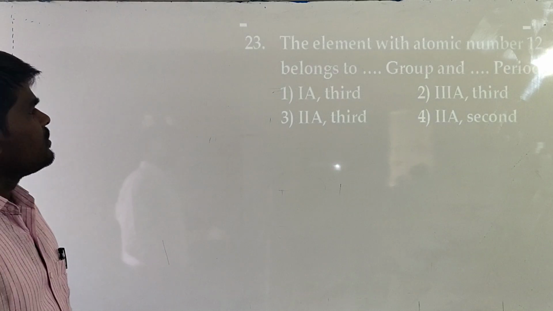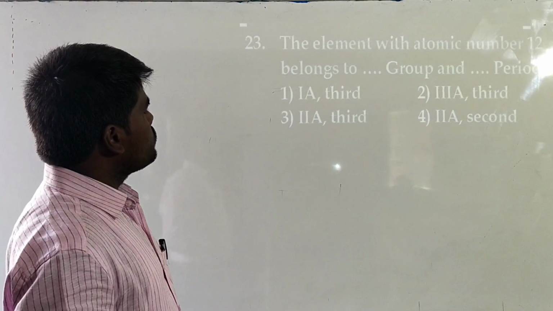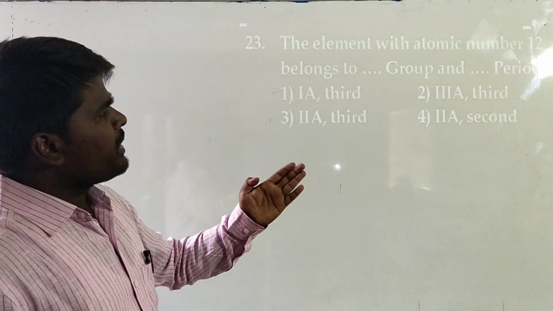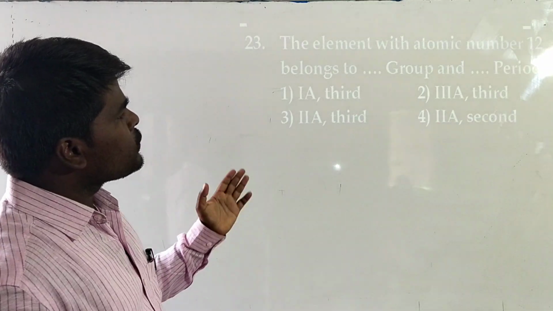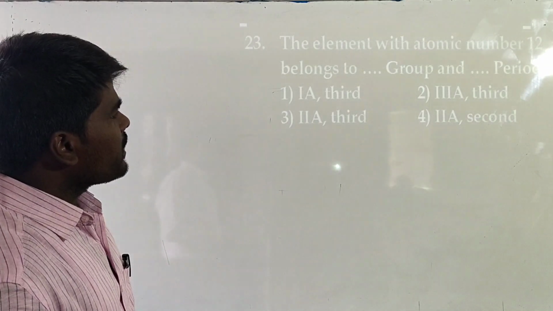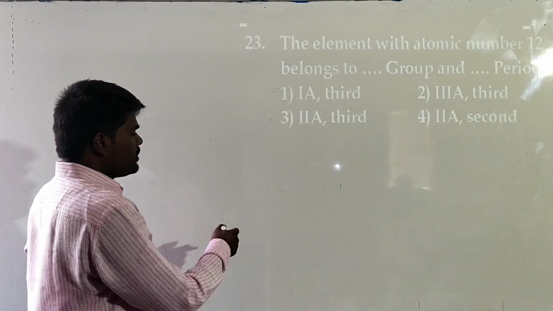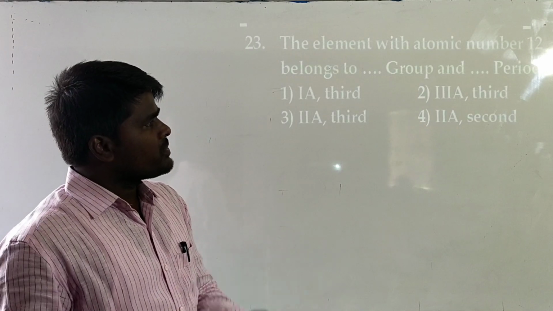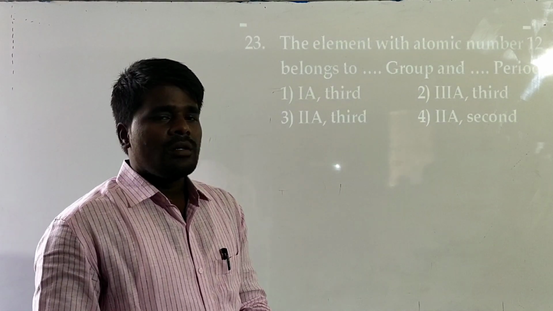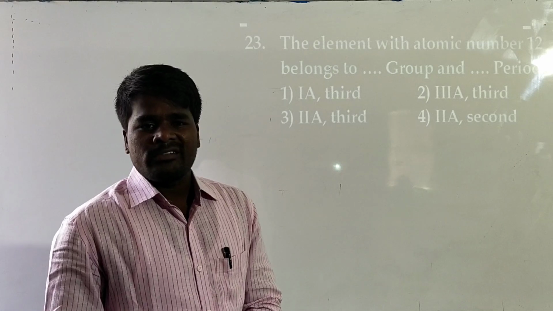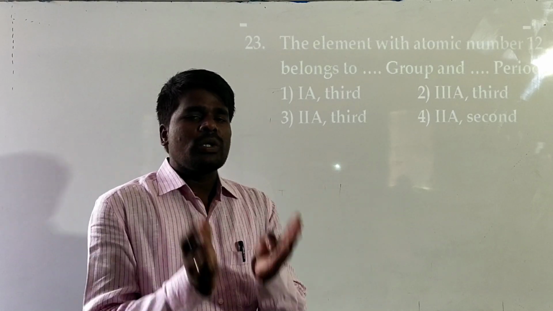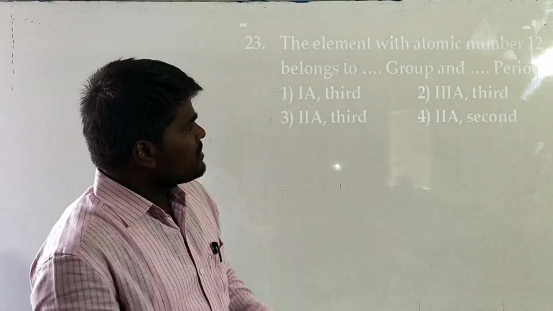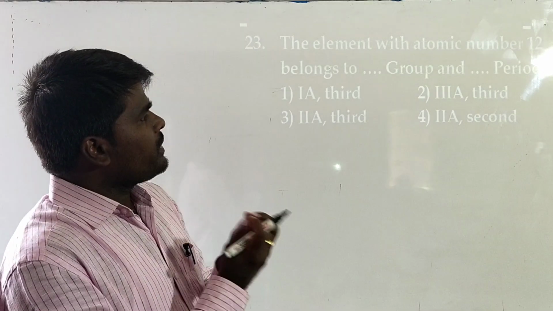Here comes our next question. The element with atomic number 12 belongs to which group and which period? Now let us see. First of all, as I said, at least you need to remember 30 elements. For the rest of the elements, you can use the trick. Why do you need to remember 30? Because of time saving. In competitive exams, attempting a question is not only important, attempting a question within the time is very important. In order to save time, this simple type of question should be solved within less than 1 minute.